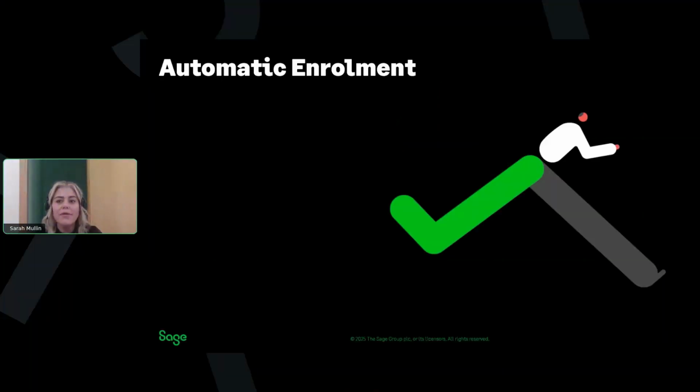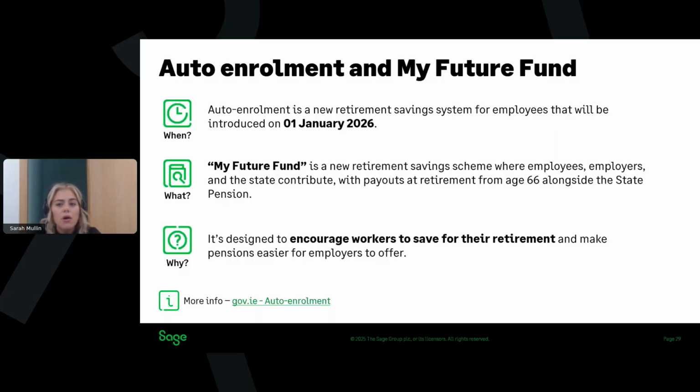So what I want to talk about next is something that will be brand new for the 2026 tax year, and that is an introduction to auto-enrolment. So auto-enrolment is Ireland's new retirement savings scheme, and it's there just to help employees build a pension pot through shared contributions. So this is going to come into place on the 1st of January 2026, and it'll run under the name My Future Fund.